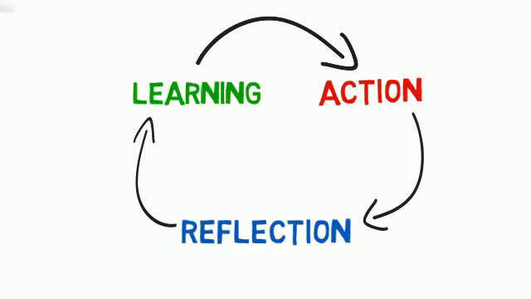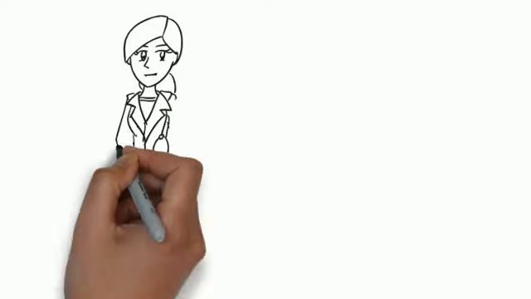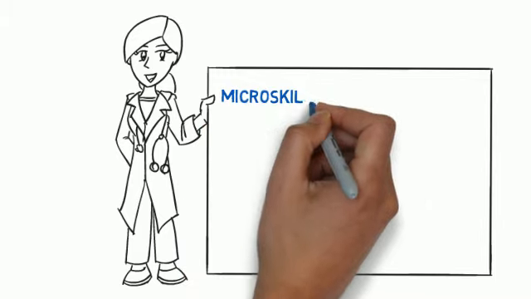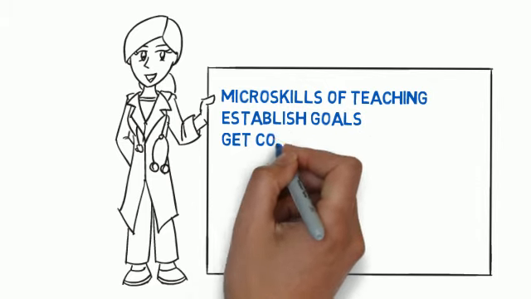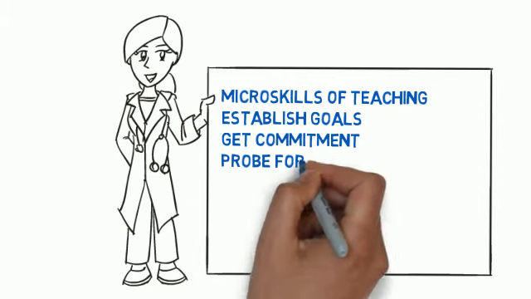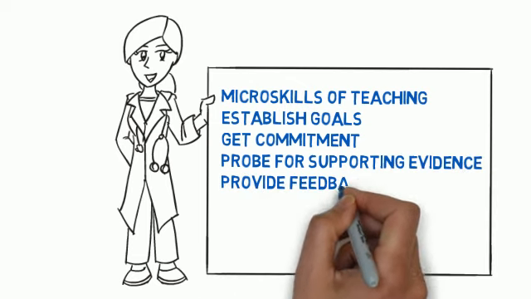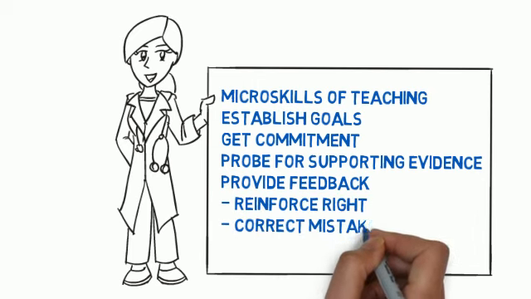The process is best initiated by open-ended questions such as, how did things go today from your perspective? How is the experience different from your expectations? Did anything surprise you today? To summarize, the microskills of teaching are establish goals by asking, what would you like to accomplish in addition to the goals I've mentioned? Get a commitment by asking, what do you think explains the patient's problem? Probe for supporting evidence by asking what leads you to that conclusion or what else did you consider?